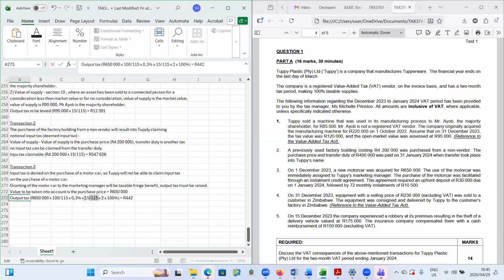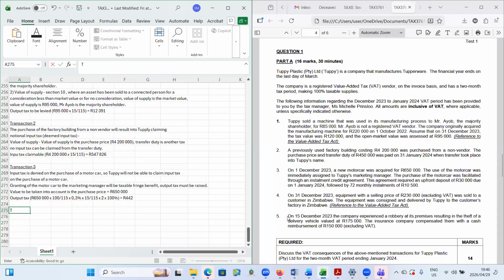Multiply by 15 over 115, which is the VAT fraction. Multiply by 2. Remember, I said the 0.3% is cash equivalent per month. Then you have to say, okay, how many months was the vehicle used during the VAT period? It's 2 months, December and January. And then multiply by 100%. 100% is the percentage of taxable use. When you do it like this, you have collected all the marks. Any question? Any other question? I'm sure you are fine.